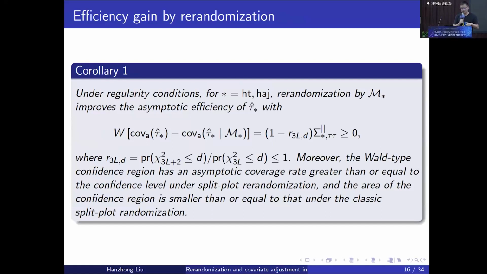Moreover, we can use a worst-case confidence region, which has an asymptotic coverage rate greater than or equal to the confidence level under the split plot re-randomization. And the area of the confidence region is smaller than or equal to that under classic split plot randomization.